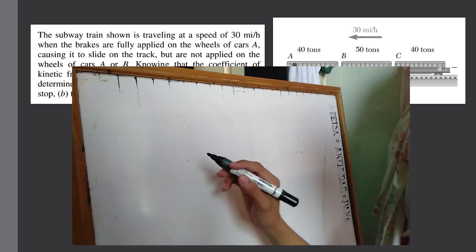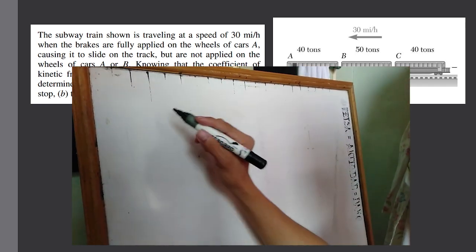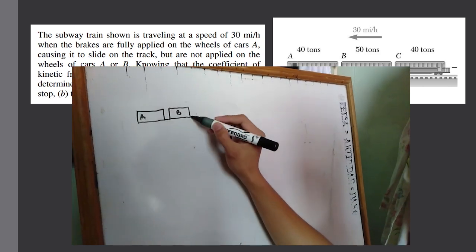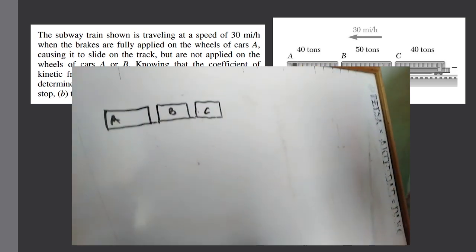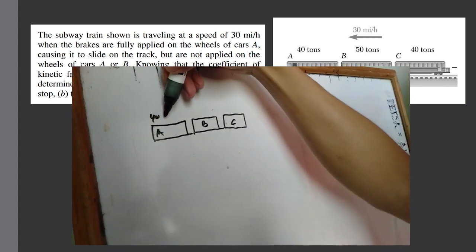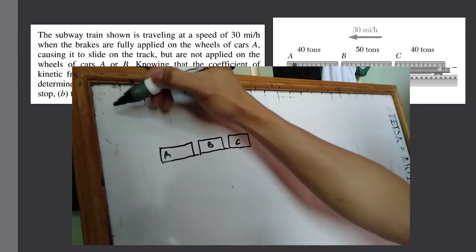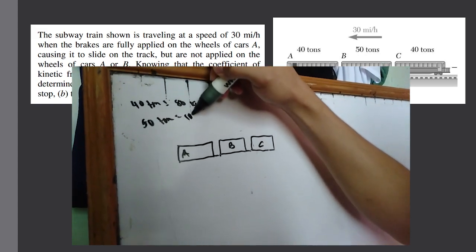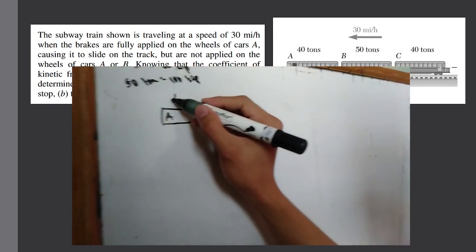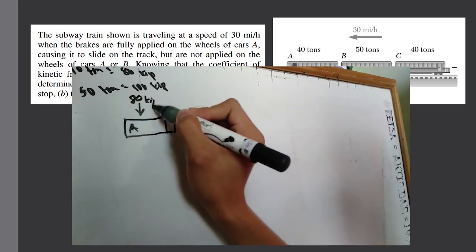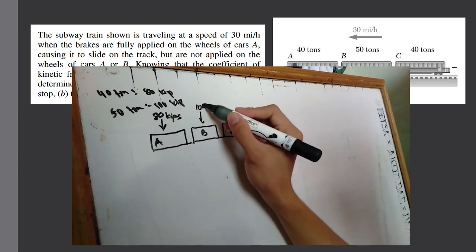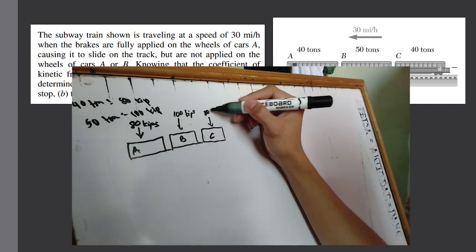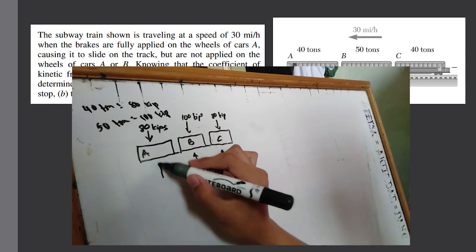So first, let us draw the train with its corresponding forces. For example, this is car A, car B, and car C. 40 tons is equal to 80 kips, and 50 tons is equal to 100 kips. So the force downward here, since it's in tons, we have 80 kips. Here we have 100 kips, and here is 80 kips. Of course, there is a normal force that equals it.